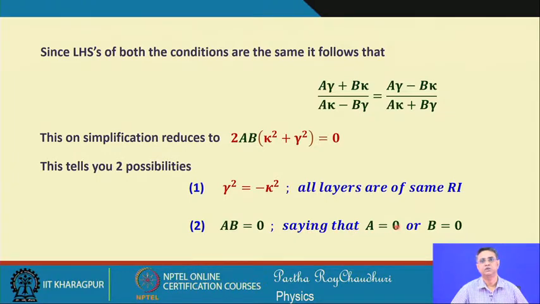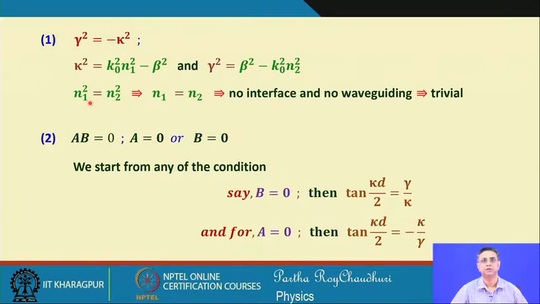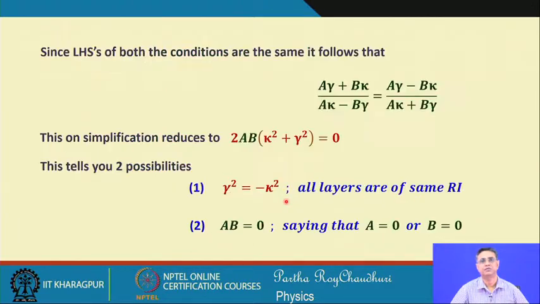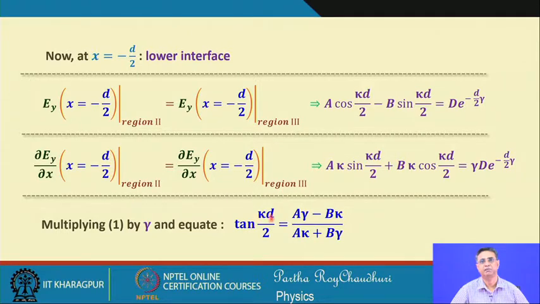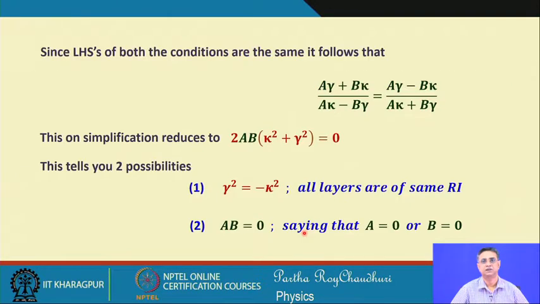So, that means either a equal to 0 or b equal to 0. These two conditions will lead to the other possibilities. The one I have already explained, kappa square equal to minus gamma square, will give you no interface, and this is a trivial condition. For this one, let us start with the condition b equal to 0. Then from this equation, if I put b equal to 0, you get gamma by kappa. So, tan kappa d by 2 will become equal to gamma by kappa. So, that is the equation which comes out of the condition that b equal to 0.